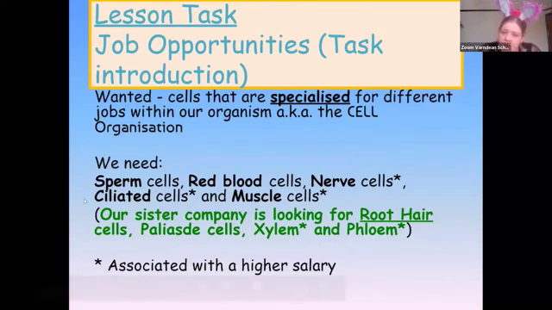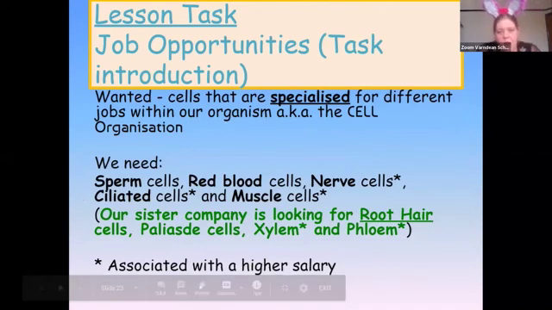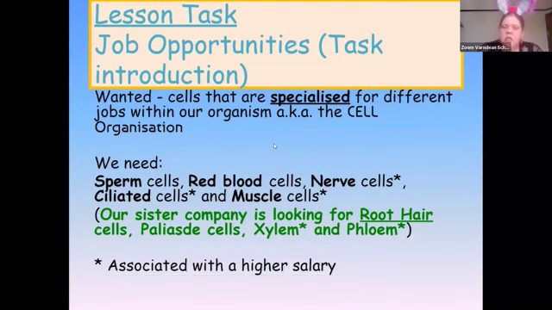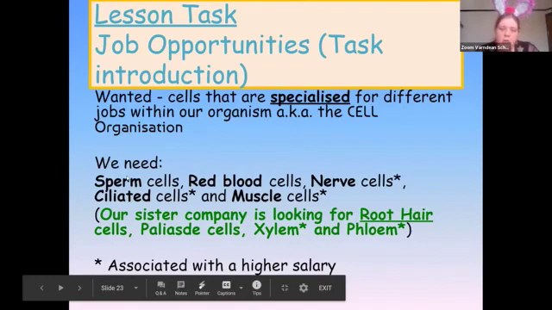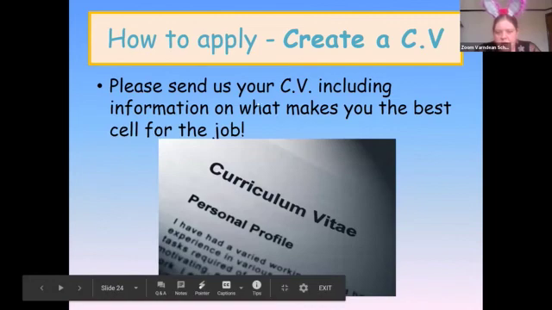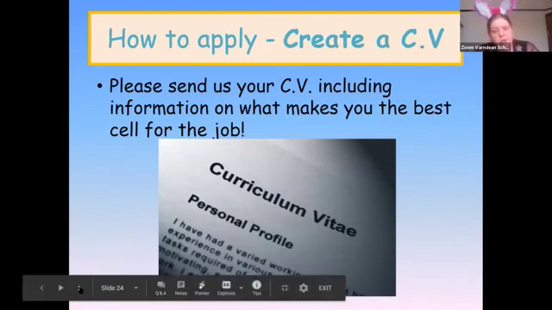And they've also got a sister company, which is looking for the root hair cells, the palisades, the xylem and the phloem. And you'll notice that some of these have got a higher salary. That means they are more difficult to describe in their CVs and their job applications. And those are the ones with the little stars. Okay, so the idea of this is you write a little job application form for a specialised cell applying for a job. And you send in your little CV, so you put it on these slides, and it's you saying what makes you the best to do that job. And I've got a little example, which I'm going to read to you.